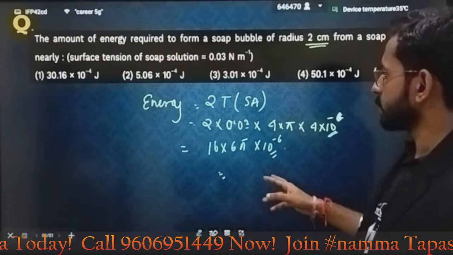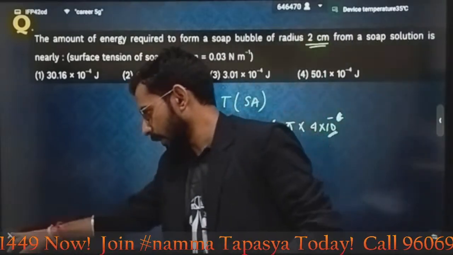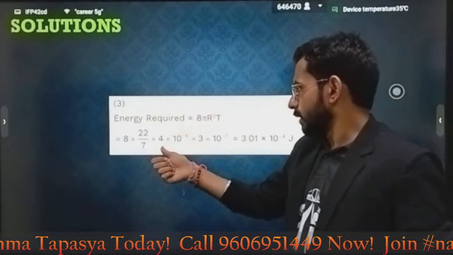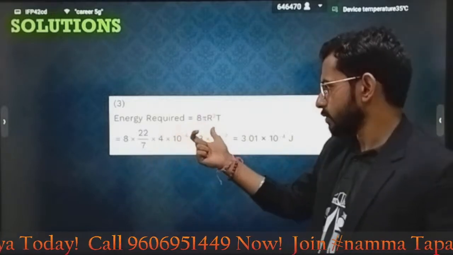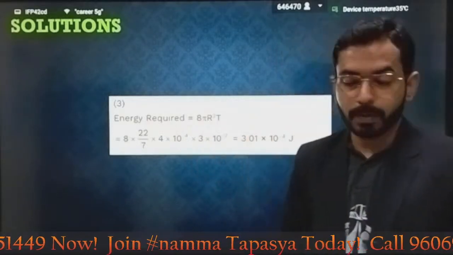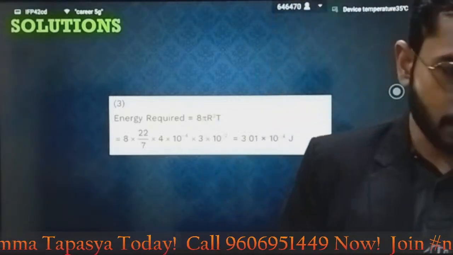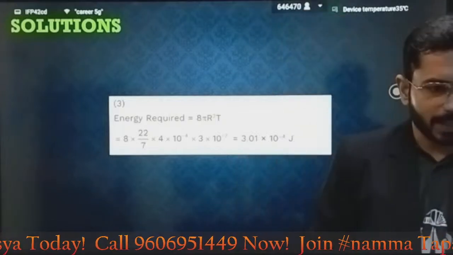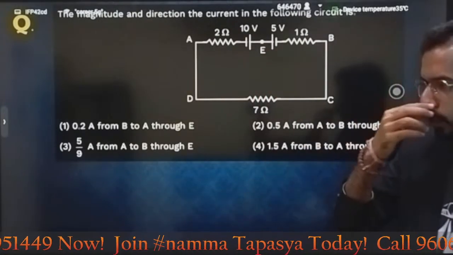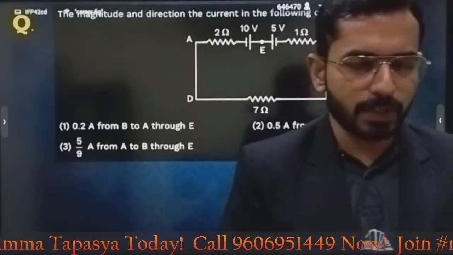Now you have two options. You have to do the calculation accurately, then only will you get the answer. It will become 8 into pi r square, that is 4 pi r square into 2, and then the surface tension multiplication. It is going to give you 3.01 into 10 power minus 4 joule. Some calculation you have to do. Have the practice of doing fast calculations. Otherwise, in most questions you can judge your answer approximately. It will come closer to one of the options.